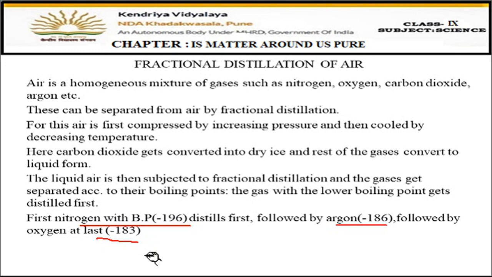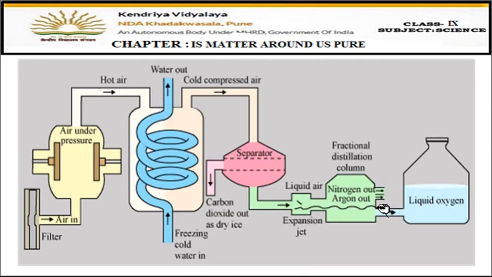You might be seeing that it is minus 196, but remember the sign, it is minus 196. So this is the lowest temperature, and the highest boiling temperature is of oxygen. So oxygen will be separated at last. At last you will receive the liquid oxygen here. Nitrogen and argon will all be separated out at their boiling points.